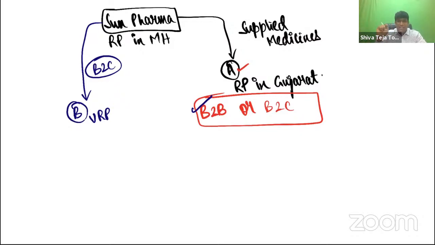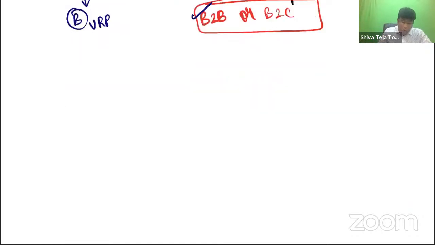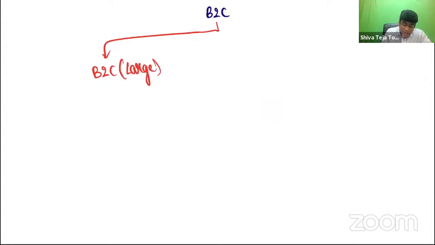Registered to registered, it is B2B. Registered to unregistered, it is B2C. Now, some special point I want to tell you here. In case of B2C, there is B2C large and B2C others. So the first one is B2C large, the second one is B2C others.